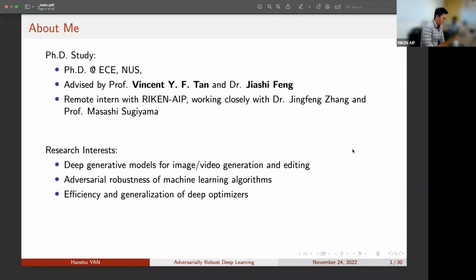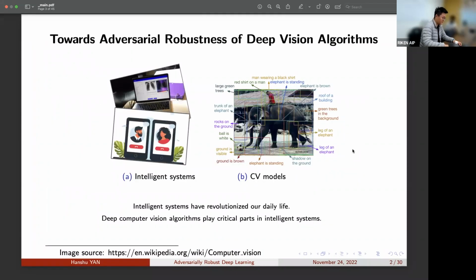My research interests include deep generative models for image and video generation and editing. Recently we have published two papers about diffusion-based generative models to do semantic blending for images and video generation. Besides, I'm also interested in the adversarial robustness of machine learning algorithms and efficient deep optimizers. So now let's begin the topic today.